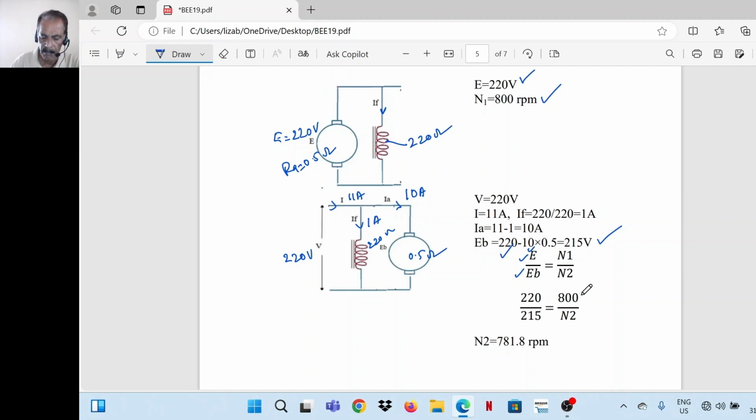N1 is 800 rpm. E is 220 volts. EB, when the machine is working as a motor, the back EMF is 215 volts. So from this equation, speed when the machine is working as a motor is 781.8 rpm.